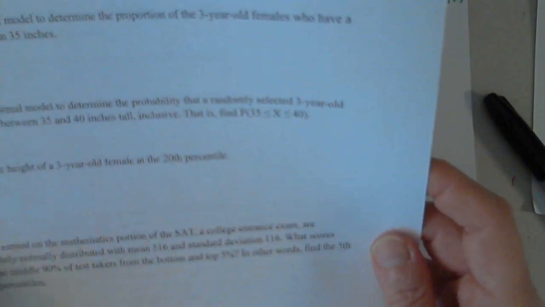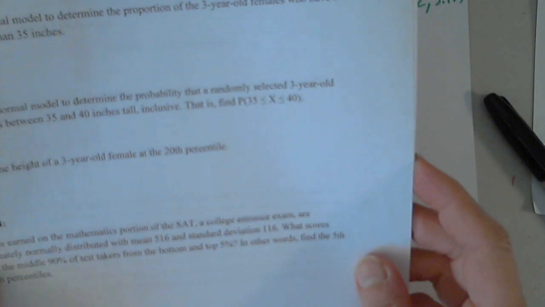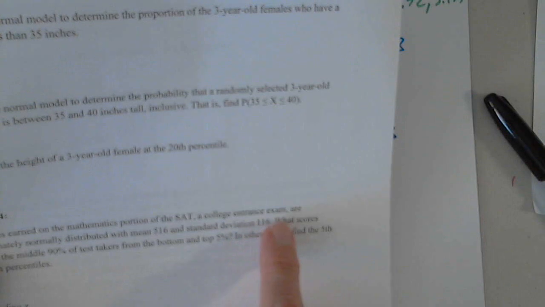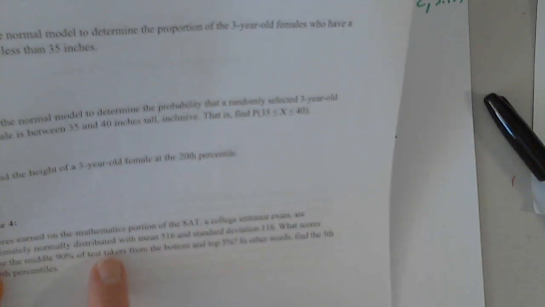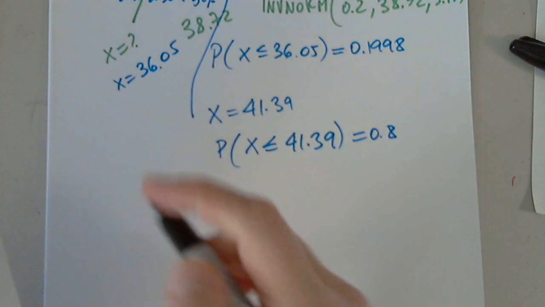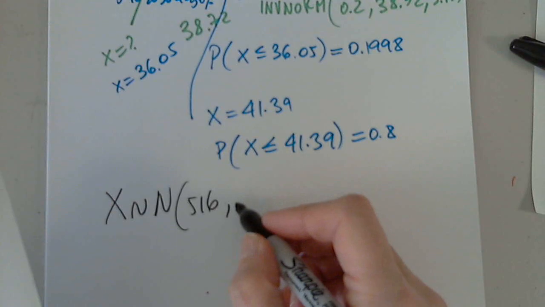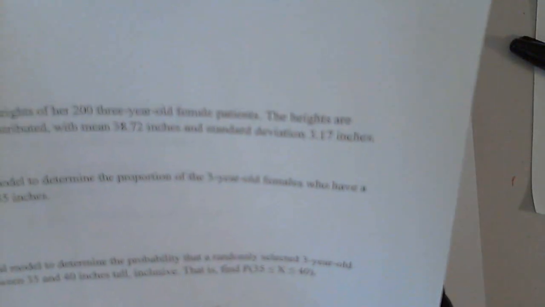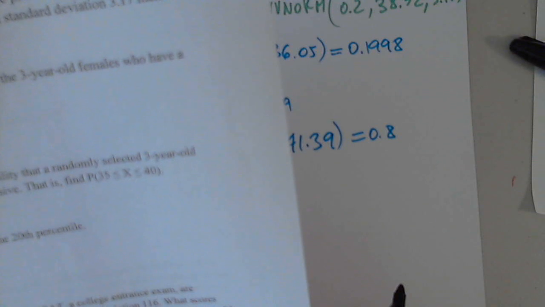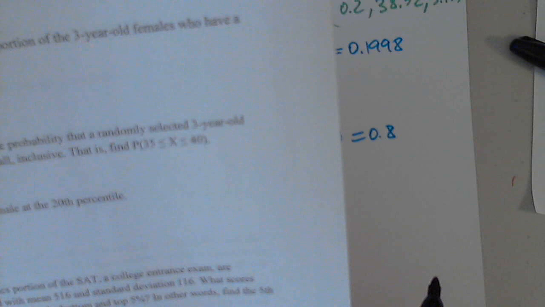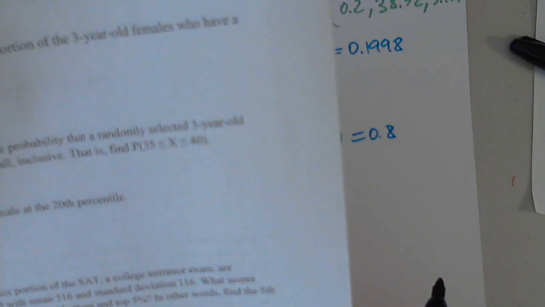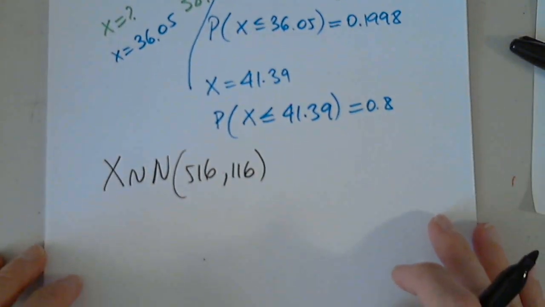Okay, moving on. Example 4. Oh, the usual SAT question. The scores earned on the mathematics portion of SAT, a college entrance exam, are approximately normally distributed. Fine. So X approximately normally distributed with mean 516 and standard deviation 116. What scores separate the middle 90% of the test takers from the bottom and top? In other words, find the 5th and the 95th percentile. Very clear.